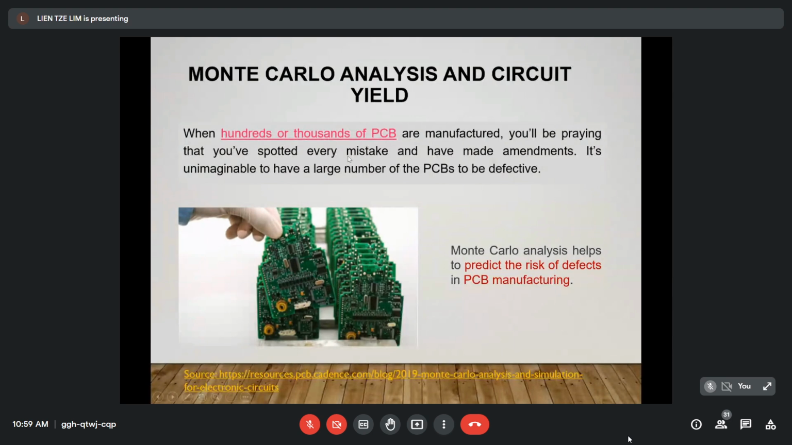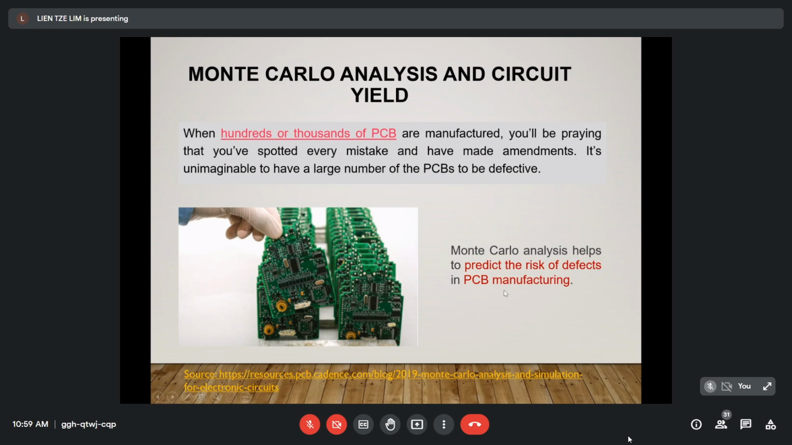When hundreds or thousands of PCBs are manufactured, you will be praying that you have spotted every mistake and have made amendments. It is unimaginable to have a large number of PCBs be defective. Monte Carlo helps to predict the risk of defects in PCB manufacturing.